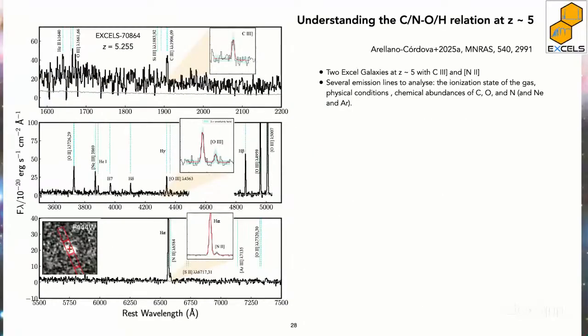Then we have this very nice spectrum. You see here the carbon-3 line. We have more or less a helium line, but here carbon-3. We have our oxygen-3 line to calculate temperatures, and then we have nitrogen. So with this information, we can derive all these properties, but we can go directly to carbon and nitrogen.